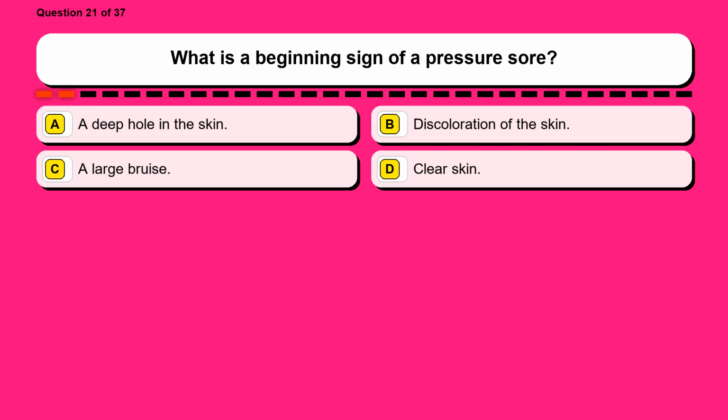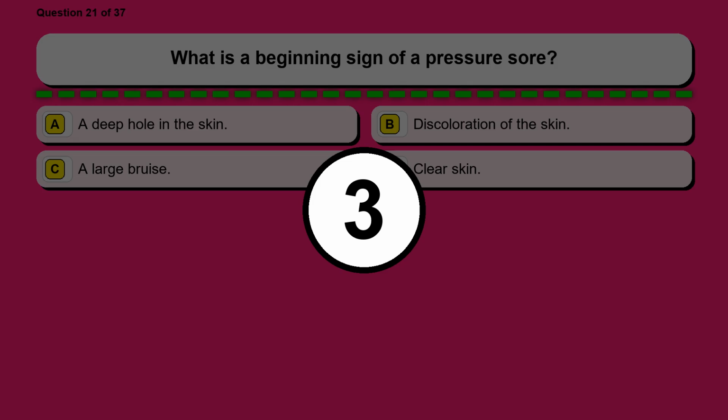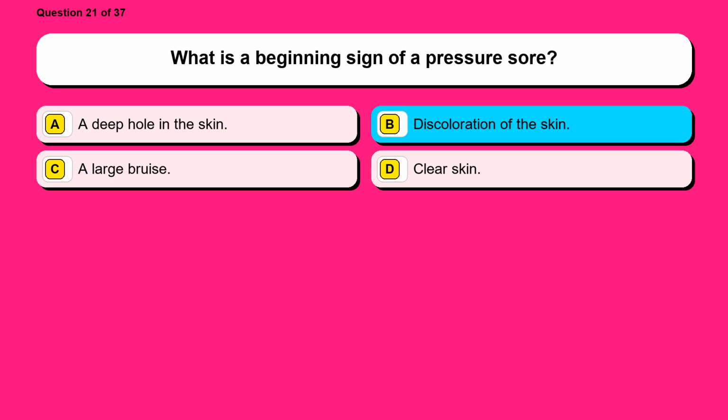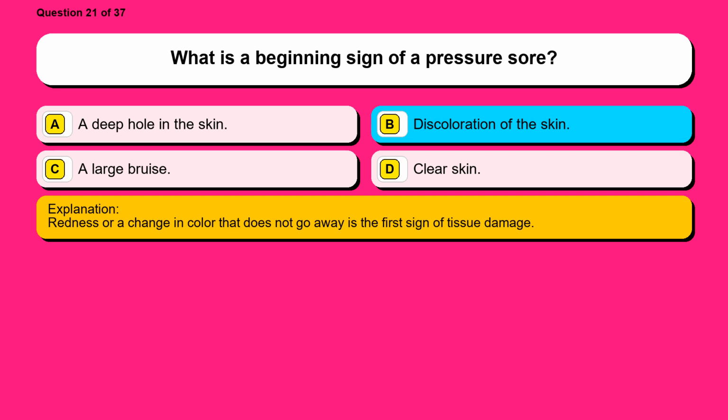Question 21. What is a beginning sign of a pressure sore? Option A, a deep hole in the skin. Option B, discoloration of the skin. Option C, a large bruise. Option D, clear skin. The correct answer is option B, discoloration of the skin. Redness or a change in color that does not go away is the first sign of tissue damage.